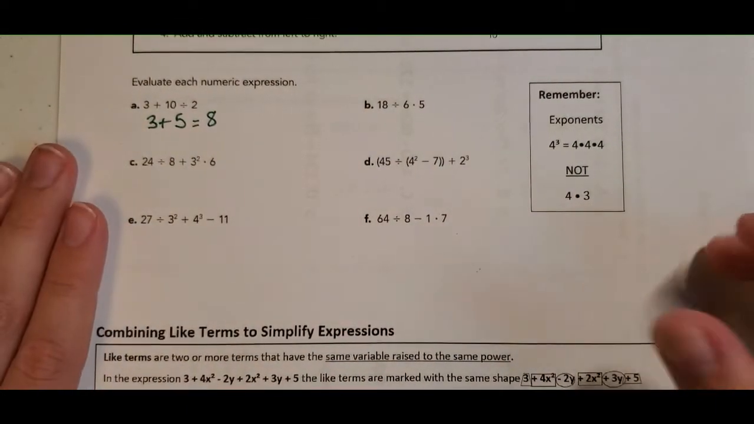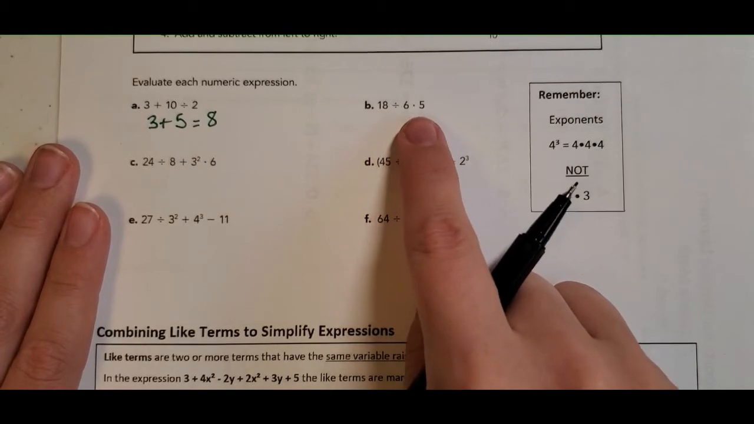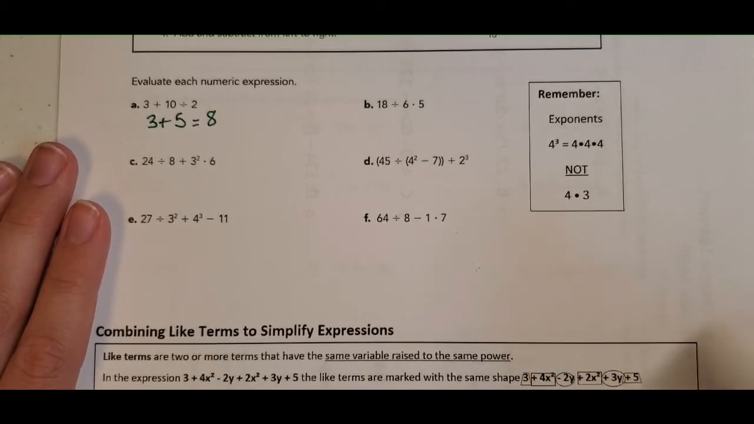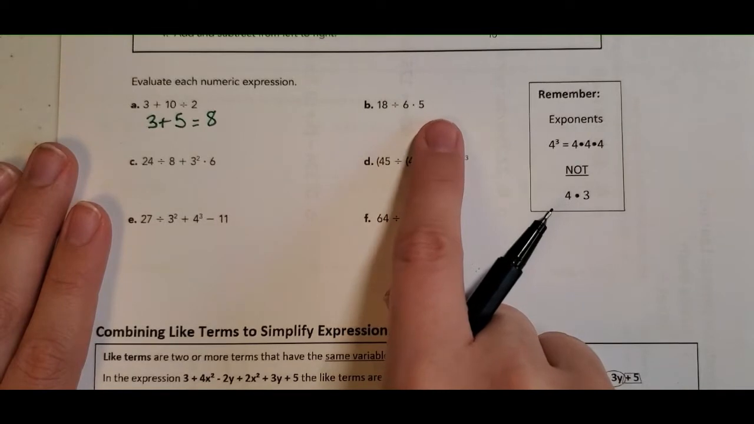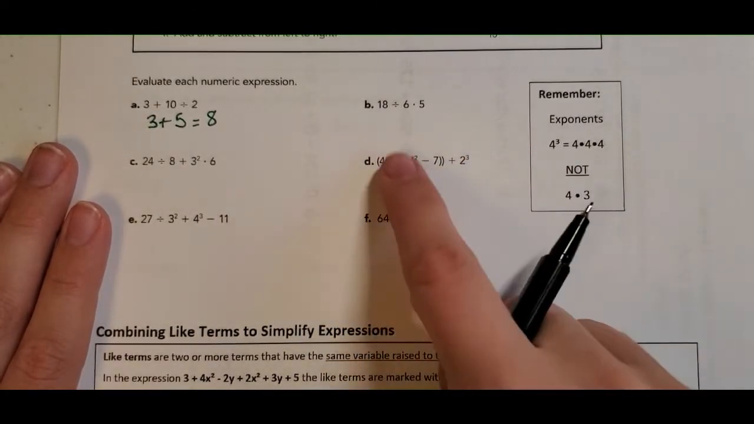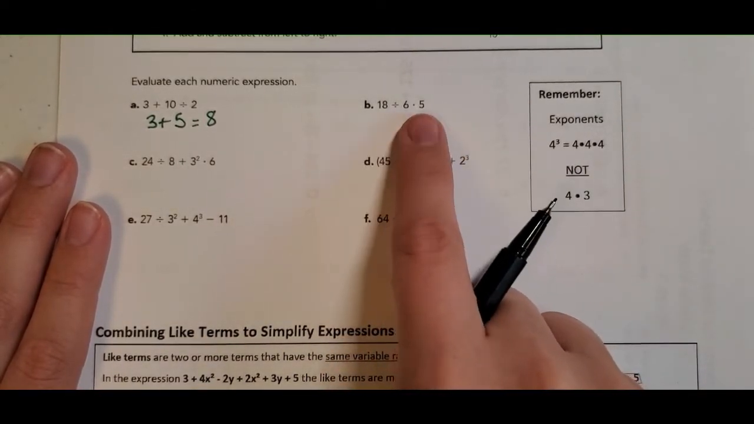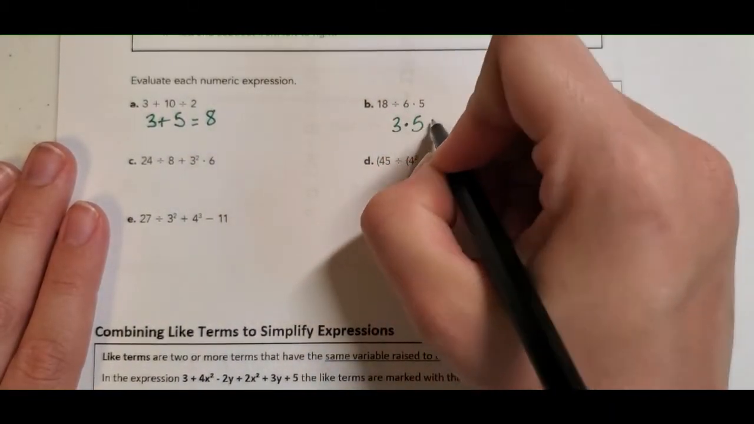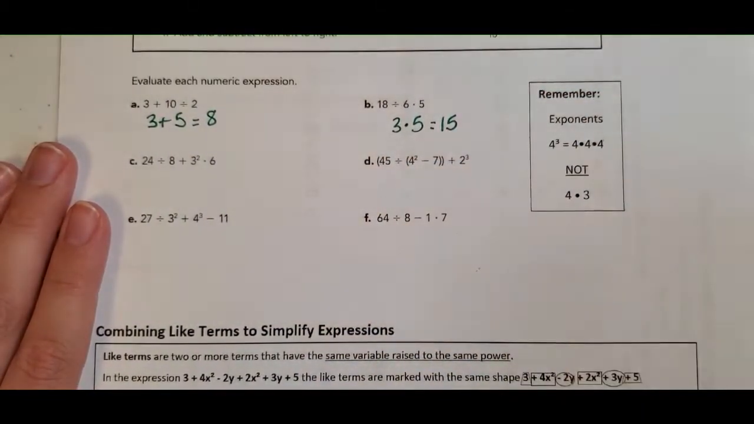Okay, looking at B, I have 18 divided by 6 times 5. Now, in PEMDAS, it says multiplication first, but that doesn't mean it comes first. It just means if you have multiplying and dividing within the same problem, you're just going to move from left to right. So I'm going to do 18 divided by 6, which is 3, and then 3 times 5, which equals 15.